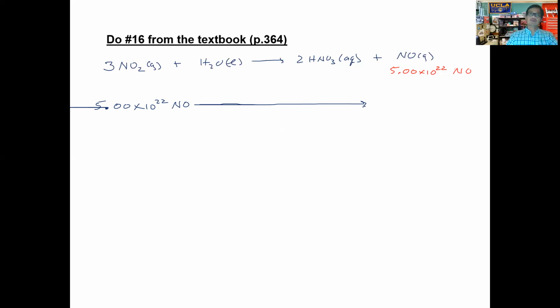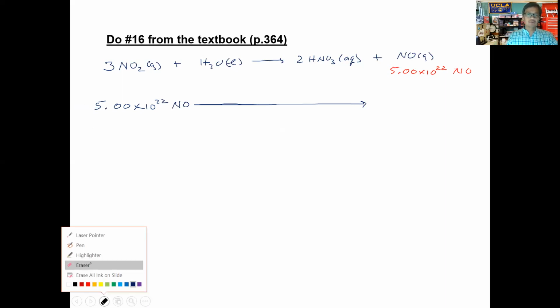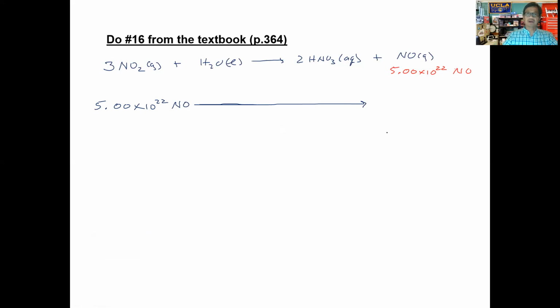So here we are told that we have 5.00 times 10 to the 22nd molecules of nitrogen monoxide. And what are we solving for? We are solving for grams of nitrogen dioxide. That, folks, is our conversion. And that's why I want us to do number 16, because you have to make sure you understand you will not always be given reactants and you're not always going to solve for products.